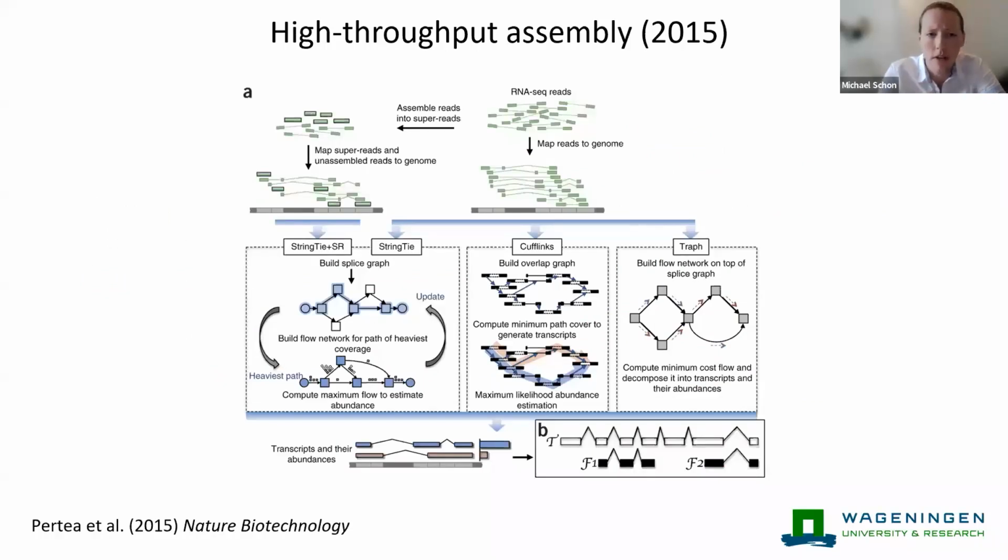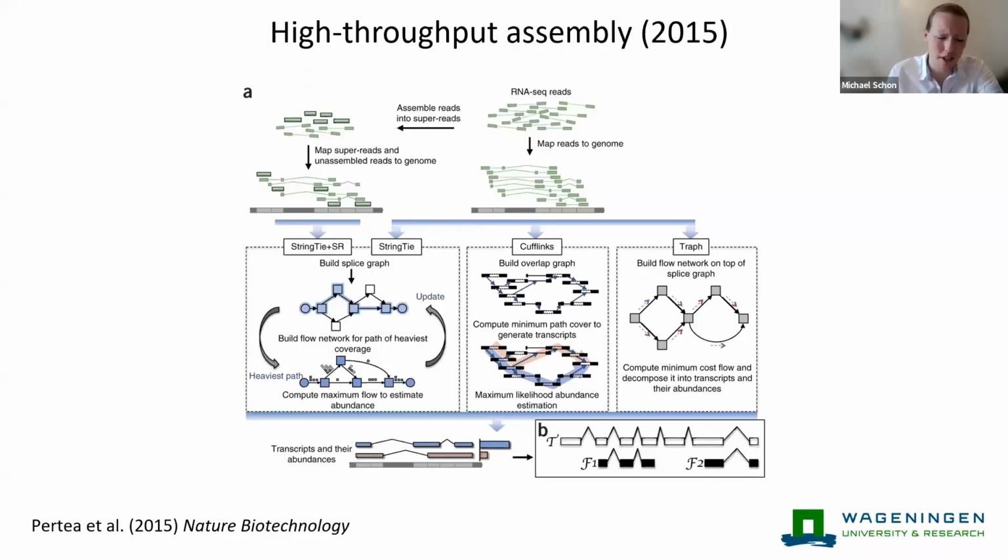And in 2015, StringTie came along and reimagined, instead of an overlap graph, a much more condensed representation that the authors called a splice graph. The splice graph was much faster and lighter weight to work with, and they were able to work with more total data and generate assemblies from that.